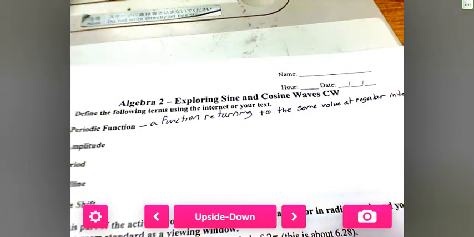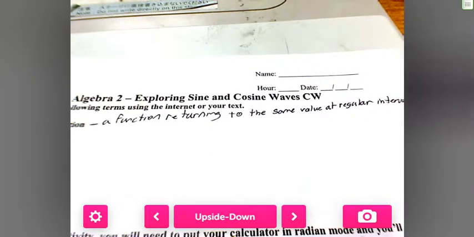Okay. I'm going to zoom in a little bit. It does it all. Zoom out just a little. I want it all to show up.